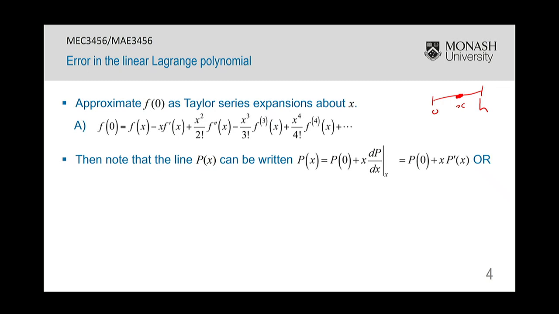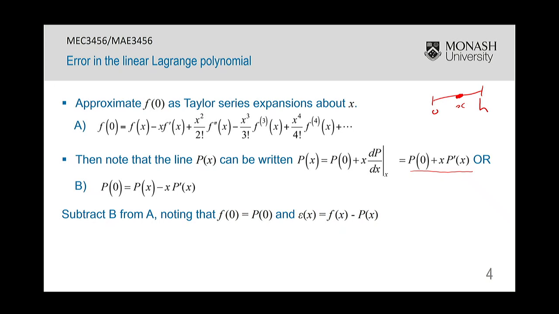Also, and this is completely separate to the previous equation, we note that the straight line p of x can be written as p of x is equal to p of 0 plus x times dp dx, evaluated at the point x. In other words, p of x is equal to p of 0 plus x times p dashed of x, and p dashed of x is just the slope of the straight line. Another way of writing that then is p of 0 equals p of x minus x p dashed of x. In actual fact, it's the same way of writing it. I've just written it down twice. So we have two expressions, A and B.